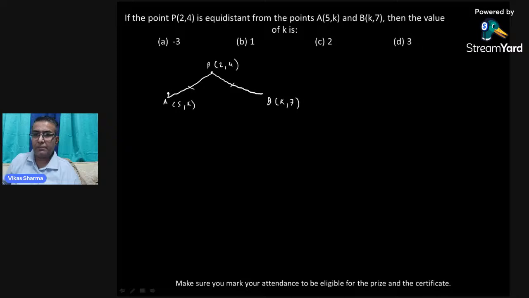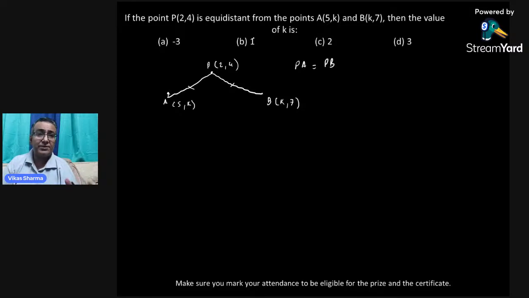How do we do that? Bhishmesh says it should be 1. The value of k should be 1. Let's see how. Okay. Right. So basically what it means is, by looking at the figure, once I've drawn the figure, I know for sure that PA is equal to PB.